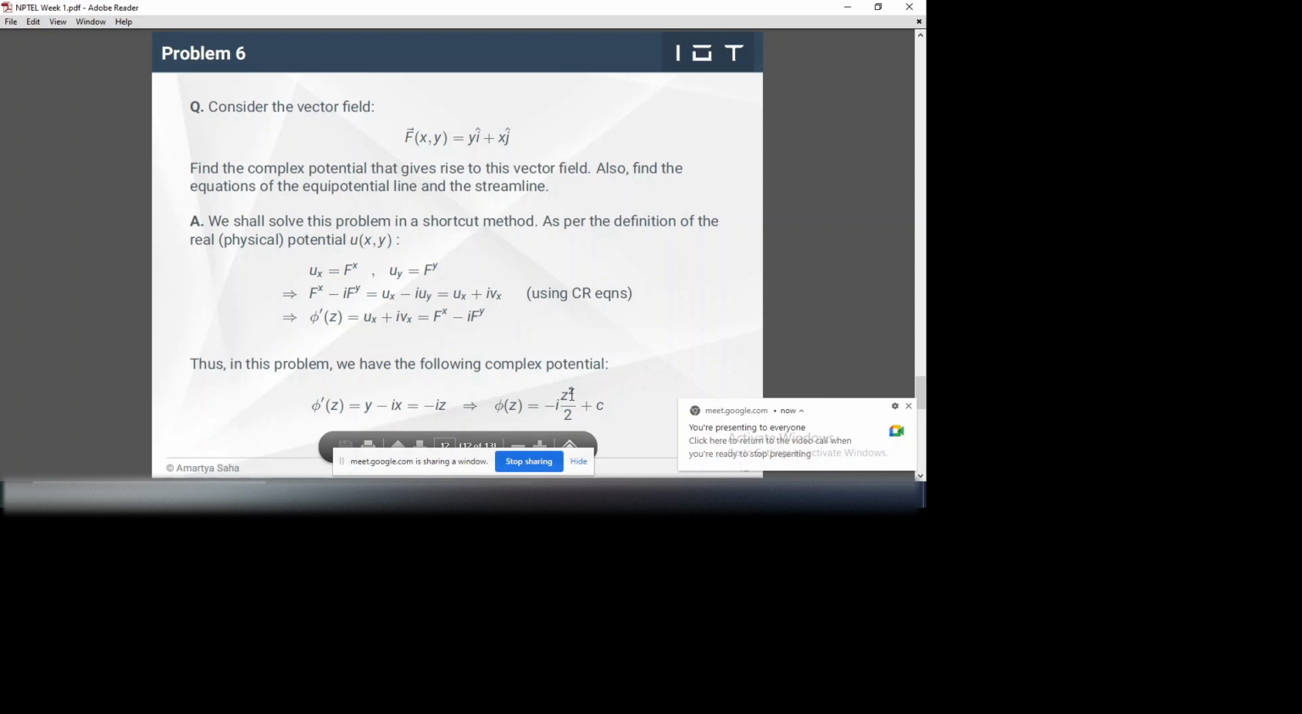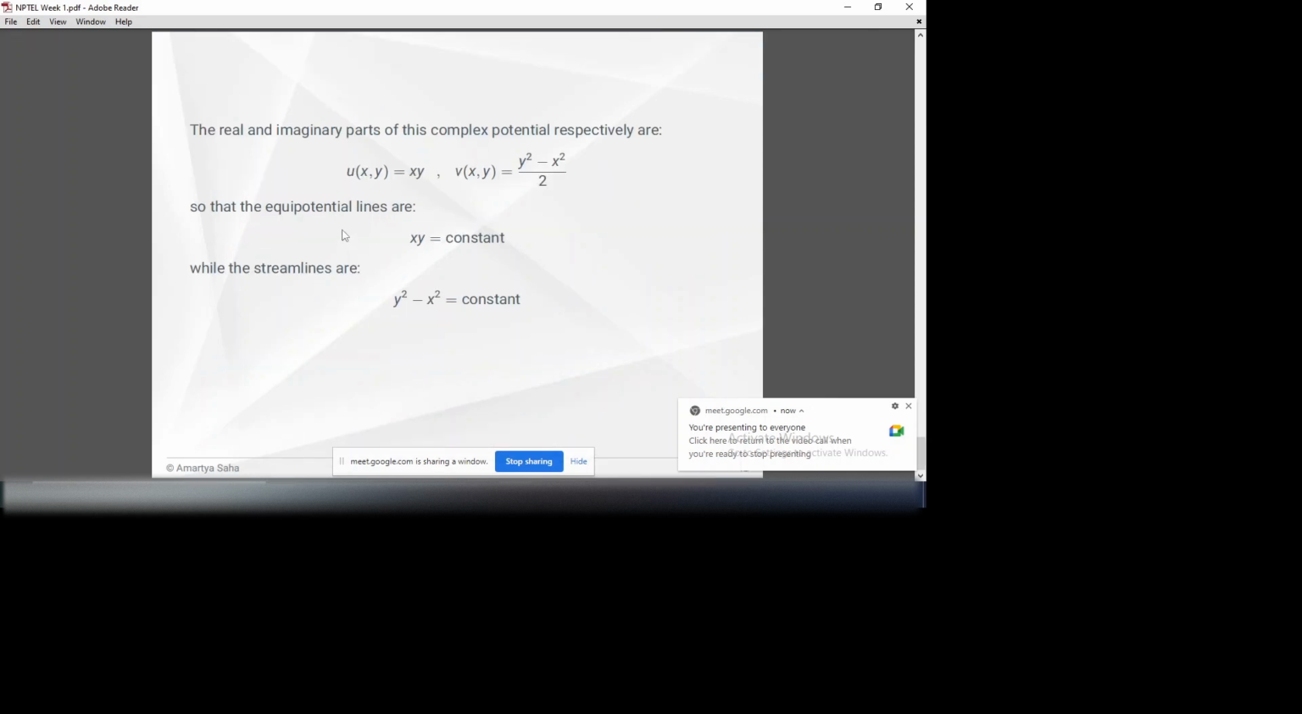So when we write z equals x plus iy, we find that u(x,y) equals xy and v(x,y) equals y square minus x square by 2. So simple as that. So the equipotential lines, which are u(x,y) equals constant, is given by xy equals constant, which is a hyperbola, and the streamlines are v(x,y) equals constant.